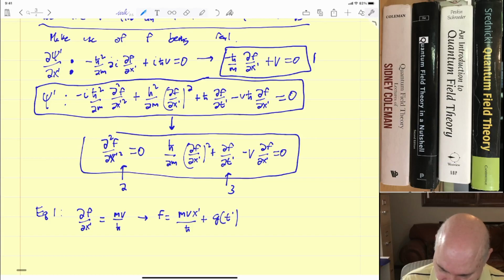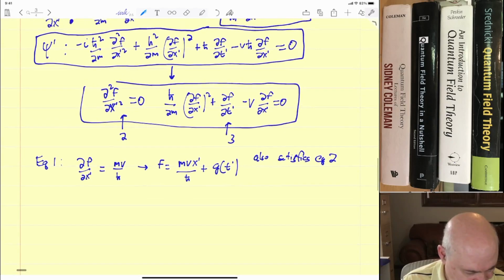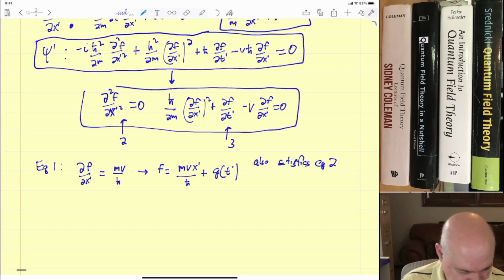And the real good thing about this is that this also satisfies equation 2. Because if we take the second partial of this with respect to x prime, we're just going to get 0. So we have an f now. It satisfies equation 1 and equation 2. And we just have to go to equation 3. So let's plug in the f we have here into equation 3.